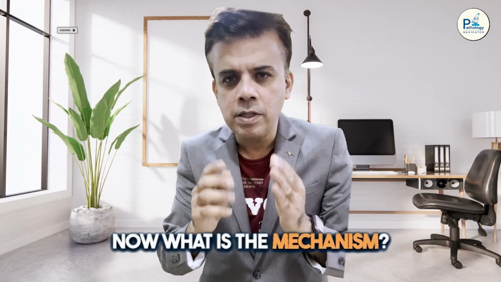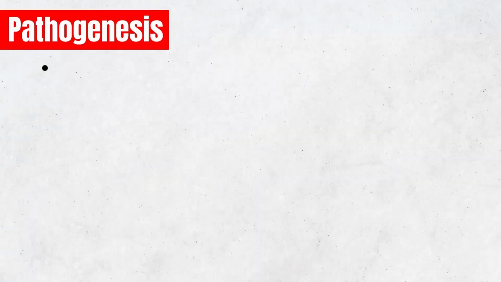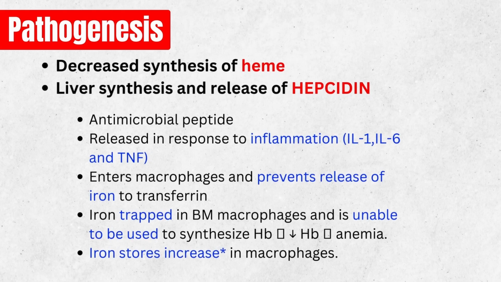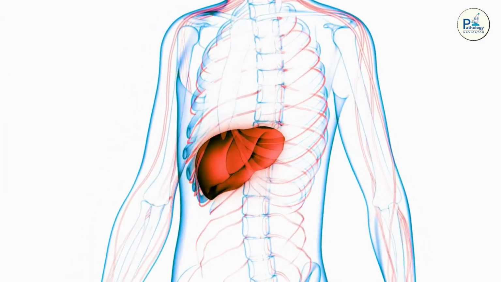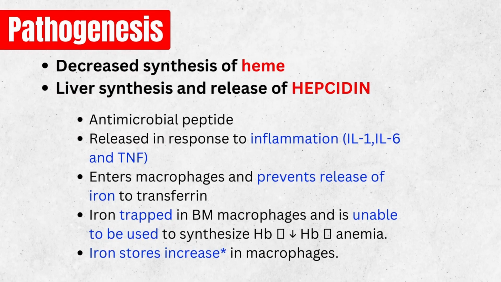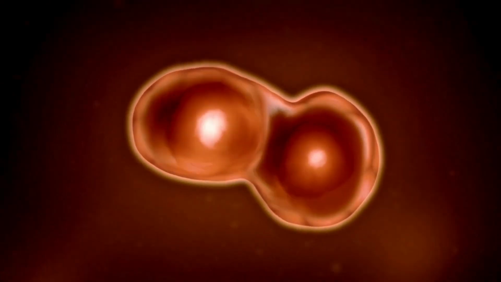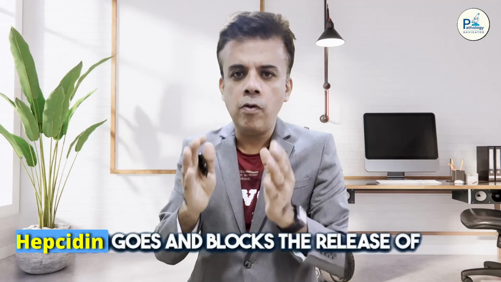Now, what is the mechanism? Just note down how it is caused. It is caused due to underlying inflammation, and there is a significant surge of interleukin production, IL-1, IL-6 and TNF. So what happens, guys, is that IL-1, IL-6, TNF stimulate the liver to synthesize an acute phase reactant, that is hepcidin. So hepcidin is uplifted. Now what is the work of hepcidin? Hepcidin goes and blocks the release of iron. Iron is available in ready amount, but it is not getting released from the macrophages.